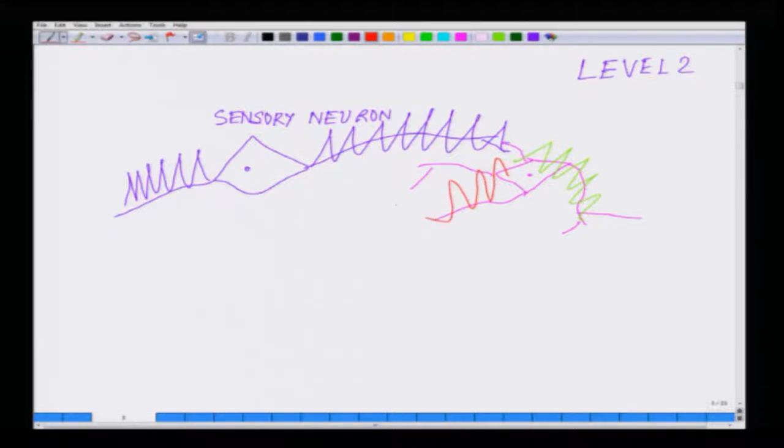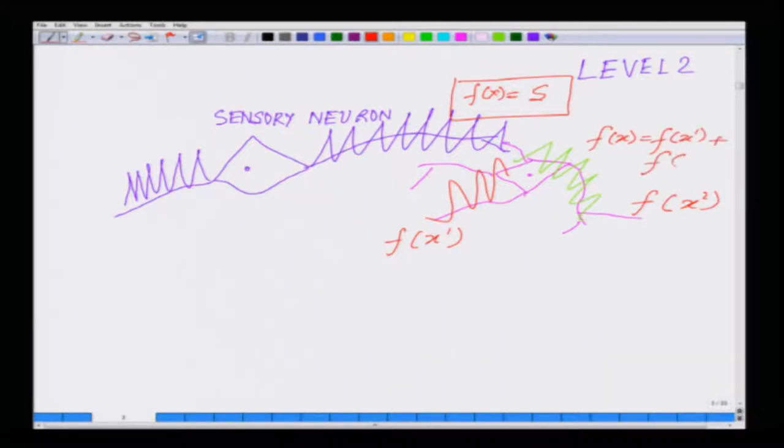So, if I represent this signal by some function, say f(x) equal to S, then here we will have two signals, f(x1) and f(x2), or you can represent it in any way. And essentially signal S, so f(x) is equal to f(x1) plus f(x2). This is how it could be defined mathematically. Now, from here this signal is transmitted to two different kinds of neurons. One is a smaller one which is called a gamma motor neuron.